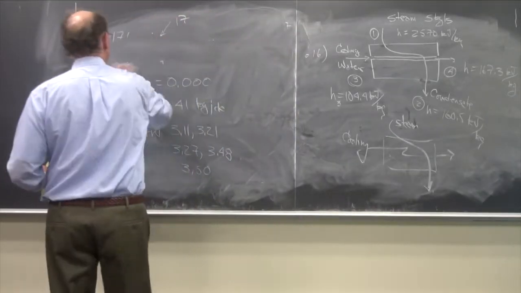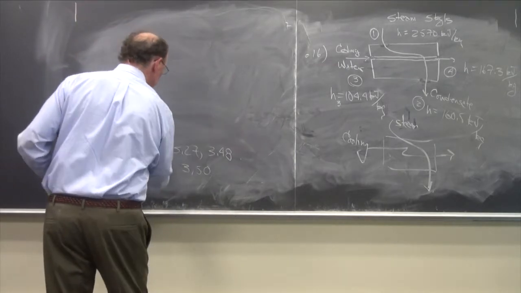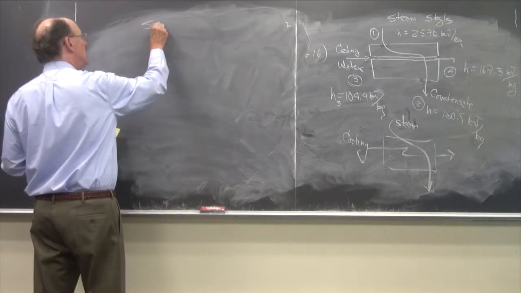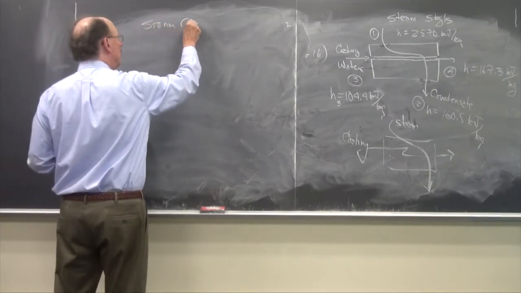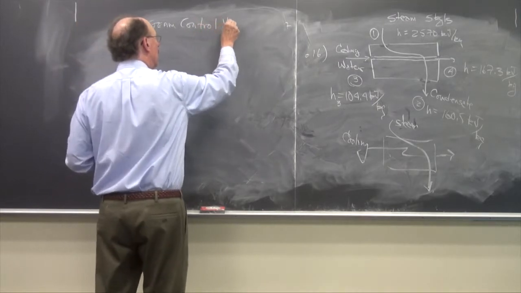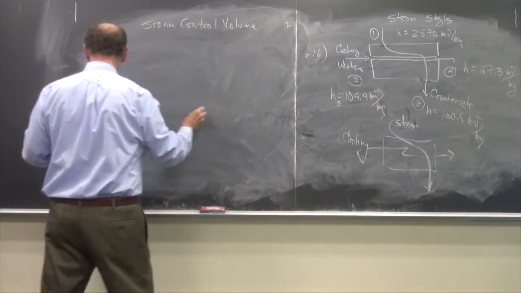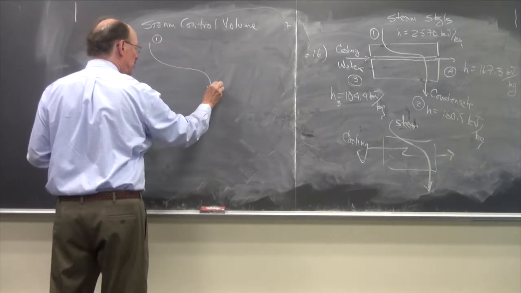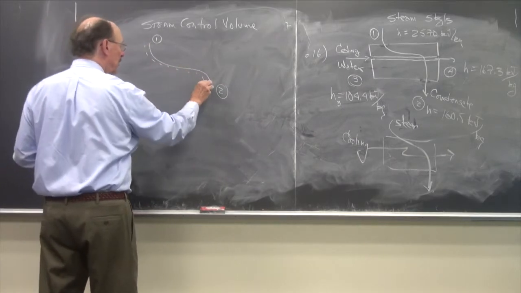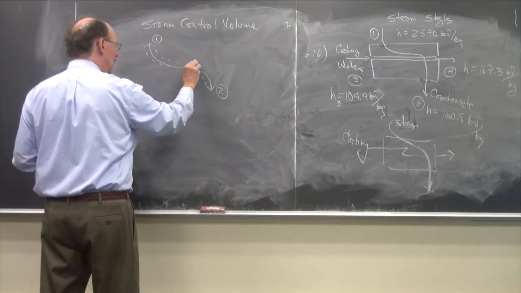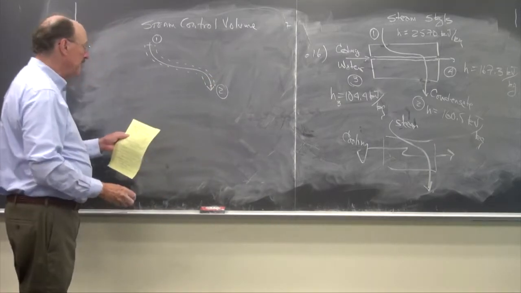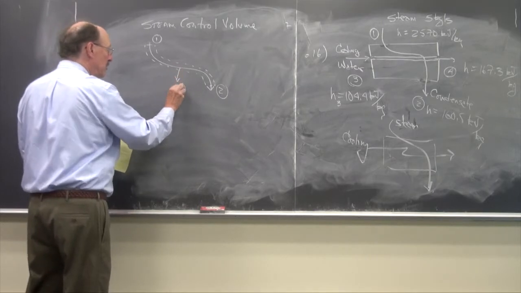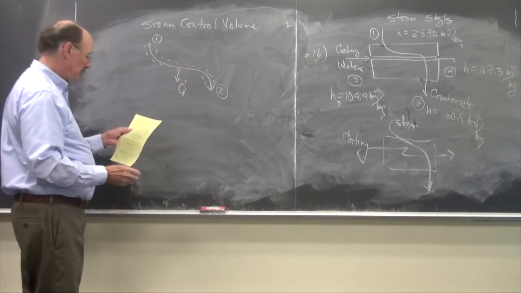Now what I want to do is look at the heat transfer from the steam perspective. Steam control volume. So with the steam control volume, it's going in at state 1 and leaving at state 2, and we can draw a boundary around it. The steam is losing heat, so heat, Q dot, is leaving as it goes from 1 to 2.